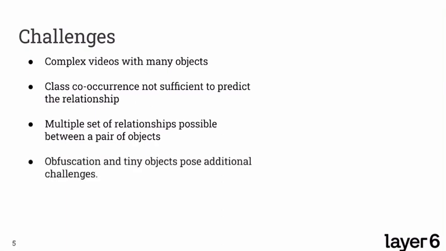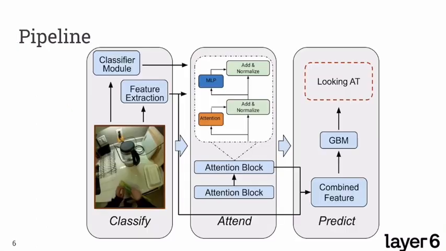Furthermore, in the Home Action Genome dataset, there are many obfuscated and tiny objects which pose additional challenges. While we have egocentric views which can aid the model to make class predictions, this egocentric view does not have localized boxes. Now we present our approach to this challenge.